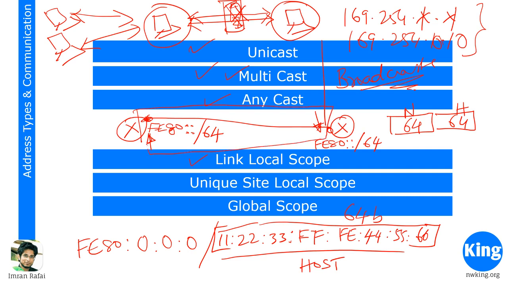It can't use that IP address, that link local IP address. It cannot use it for communicating outside that segment. This is used only for that segment, right?